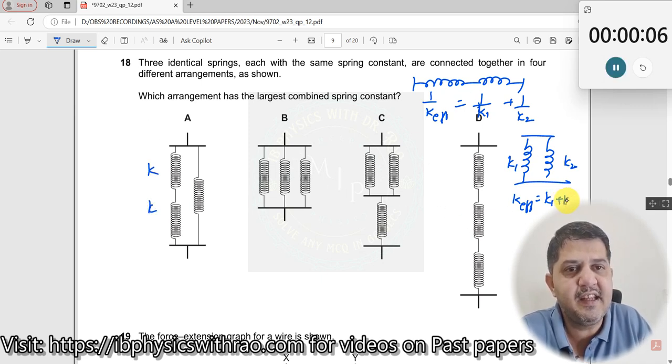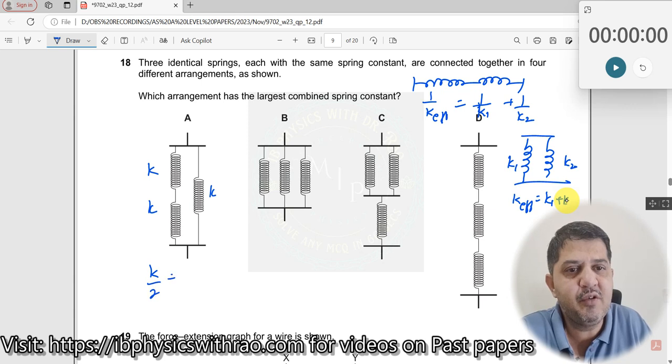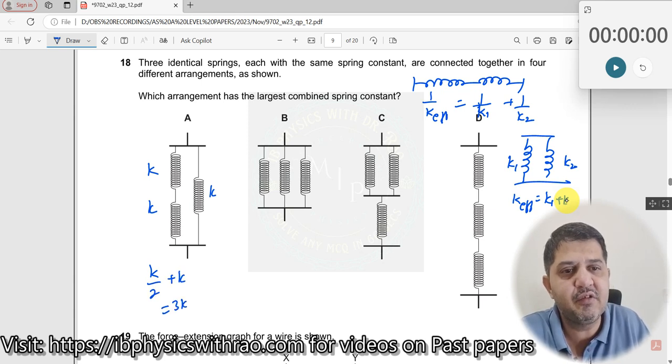So this is k, this is k, this is k. What will happen here? This will be k by 2 over here, because two springs are in parallel to each other. This will be k by 2, and this is k over here. So this will be k by 2 plus k, which will be equal to 3k by 2.